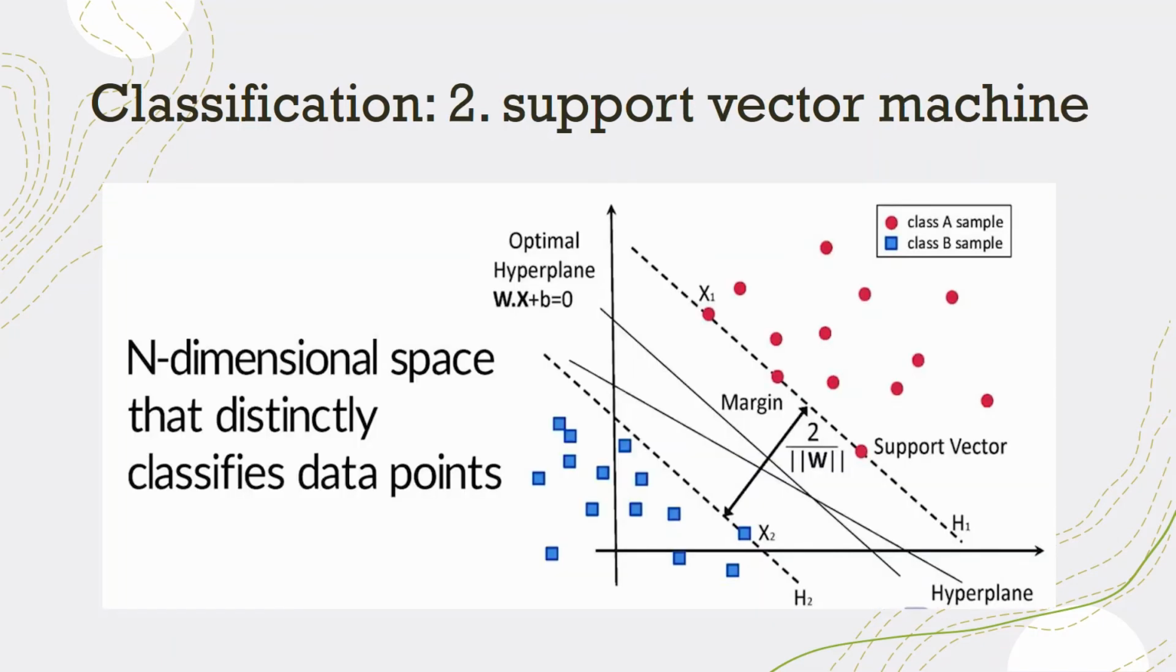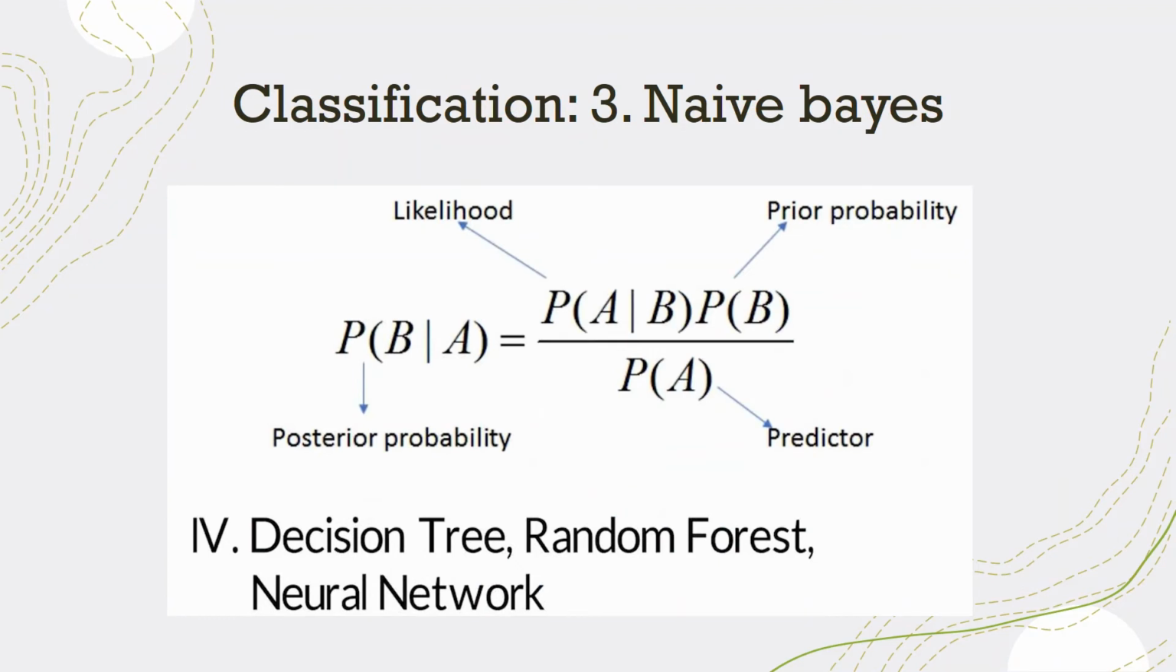Next, support vector machine. It's a supervised classification technique with the objective of finding a hyperplane in n-dimensional space that can distinctly classify the data points. Next, naive Bayes. It's a classifier, a probabilistic machine learning model used for classification tasks. The crux of the classifier is based on the Bayes theorem.